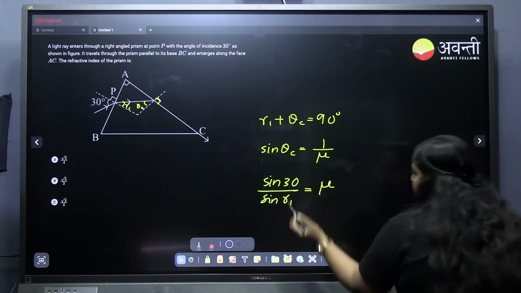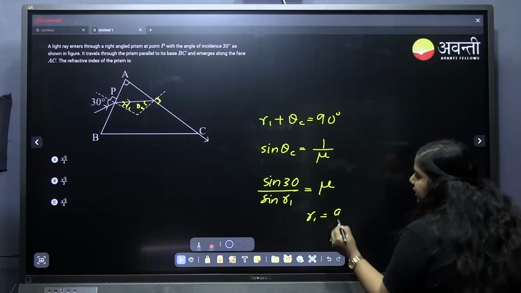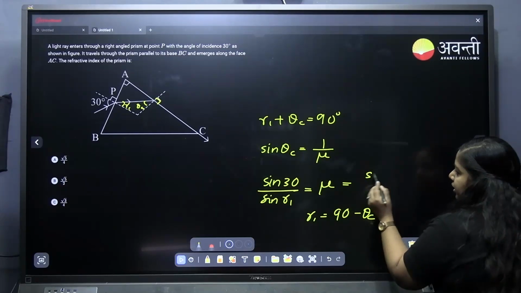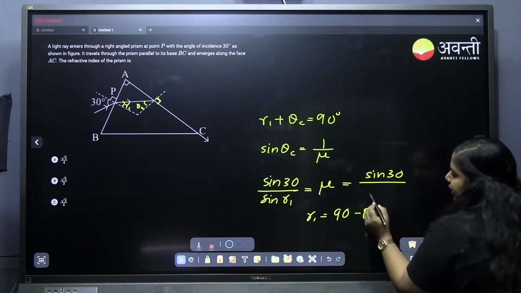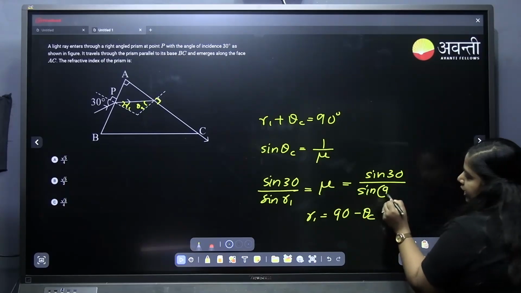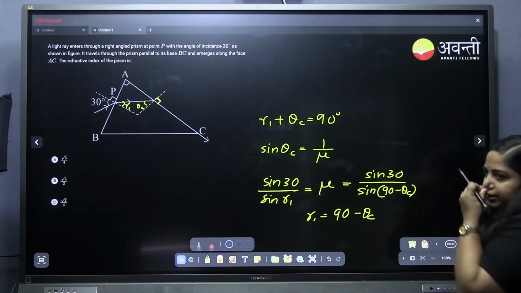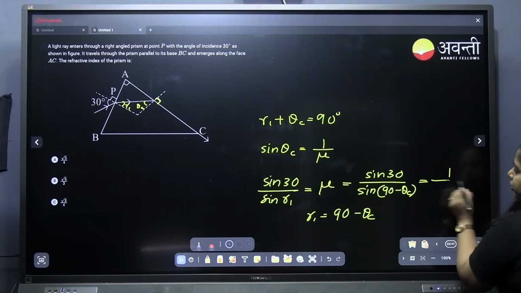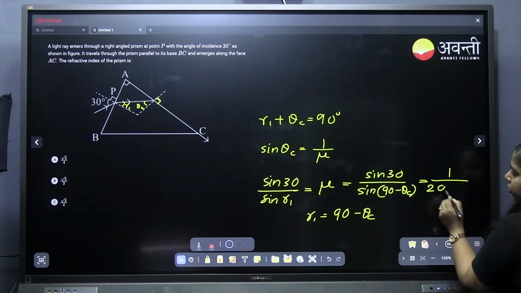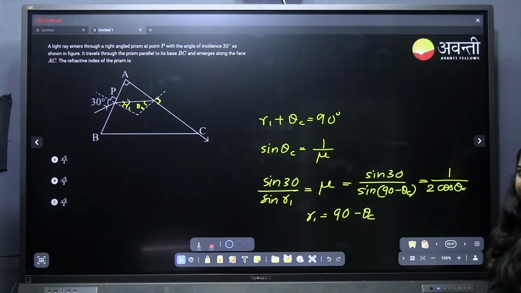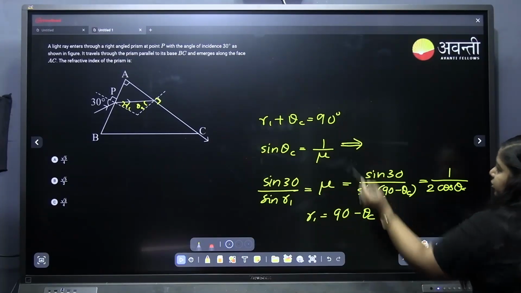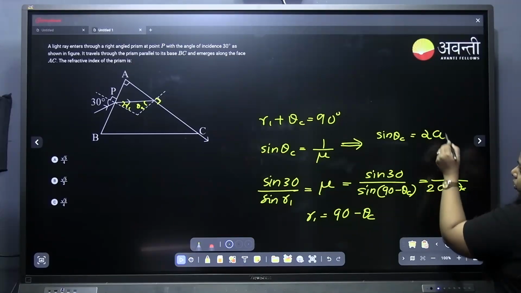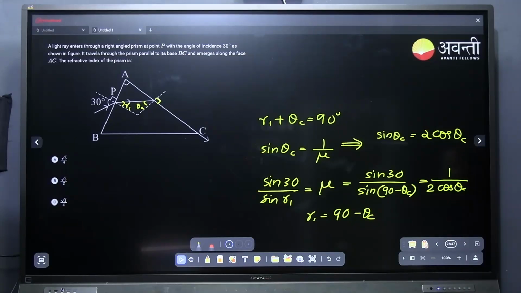Okay, if you want, I will give you some clue. R1 we can write as 90 minus theta c. So this will become sin 30 divided by sin of 90 minus theta c. 90 minus theta c will be cos theta c, and sin 30 equal to 1 by 2. So mu is equal to 1 by 2 cos theta c. That you will get. From this one, if you substitute it, sin theta c is equal to 2 cos theta c, right?